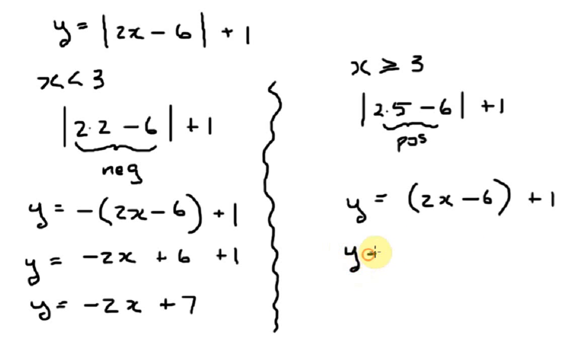And again, let's get rid of the brackets and combine any numbers that go together. So we're going to end up with y equals 2x minus 5. These two equations here are doing exactly the same thing as our absolute value function. And this is our piecewise analysis.